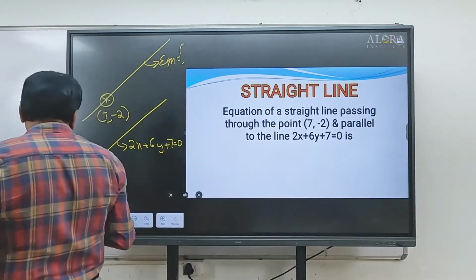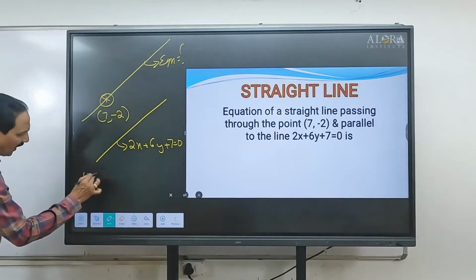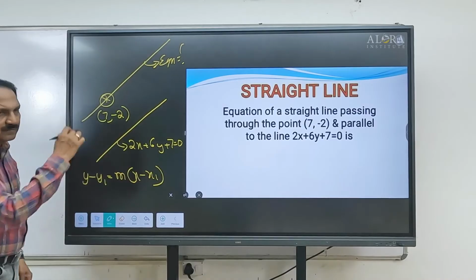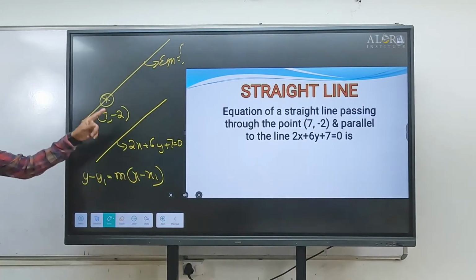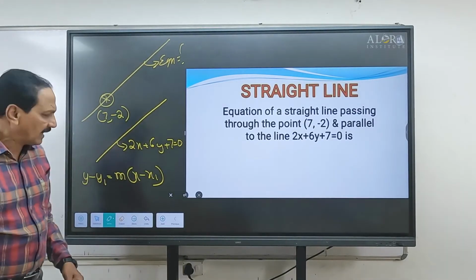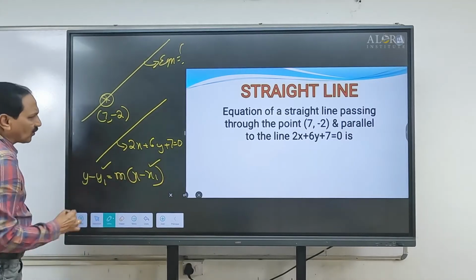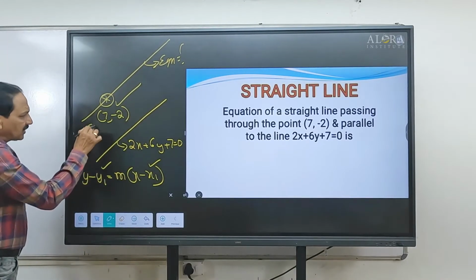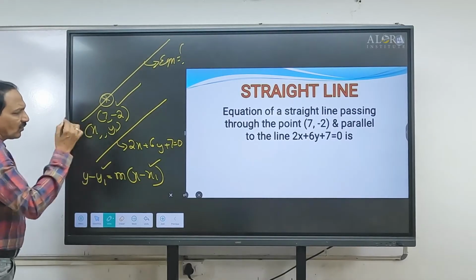According to point form, what is the equation of this straight line? y minus y1 is equal to m into x minus x1. This is the equation you have to make use of for this particular form. And what do you mean by x1, y1? They are the coordinates of the point through which it is passing. So this itself will be your x1, y1.